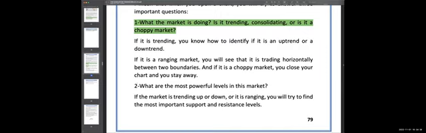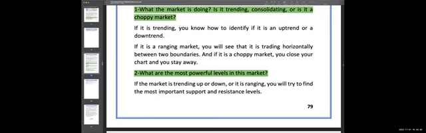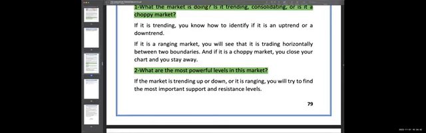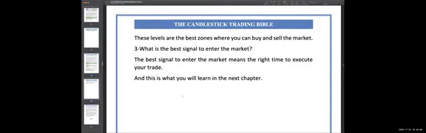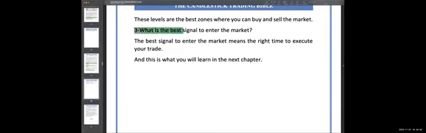What are the most important powerful levels in the market? If the market is trending up or down, or if it is ranging, you try to find the most important support and resistance. These levels are the best zones where you can buy and sell the market. Number three, what is the best signal to enter the market? The best signal to enter the market means the right time to execute your trade. And this is what you will learn in the next chapter.